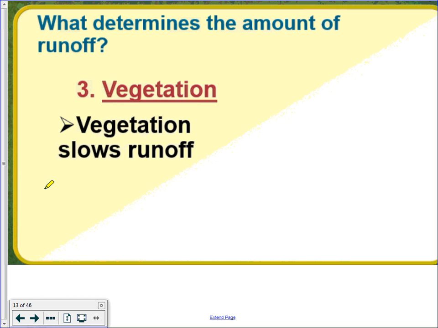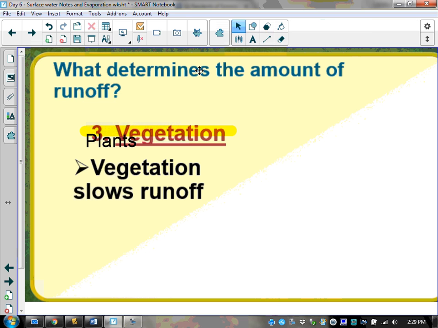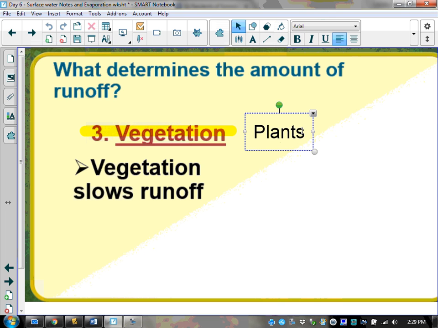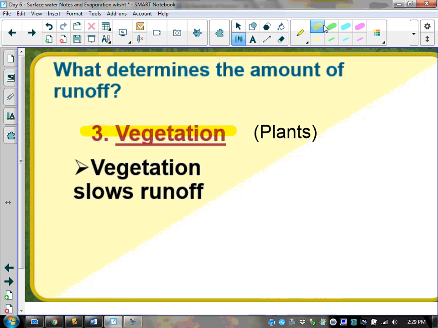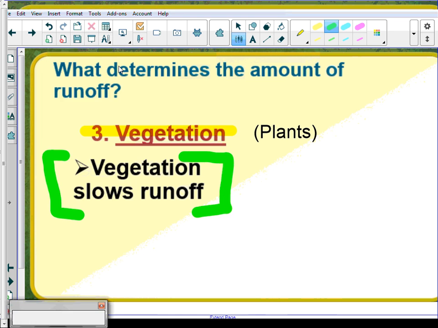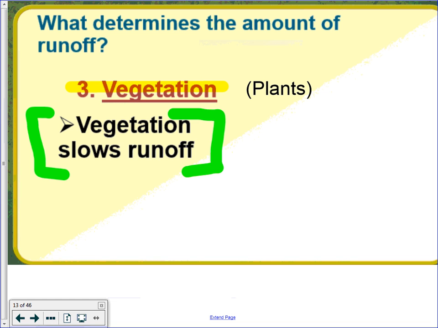Number 3, so on page 4, number 3, that factor is vegetation. Vegetation is the same thing as plants. That just means plants, if you aren't familiar with that term. So having more vegetation slows runoff. This should make sense. If rain is happening in a place that has a whole lot of plants, the roots of those plants will be able to absorb the water, and it will decrease the amount of water that becomes runoff.